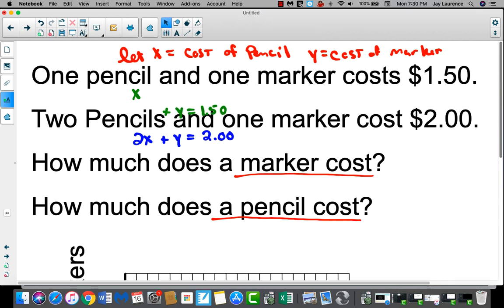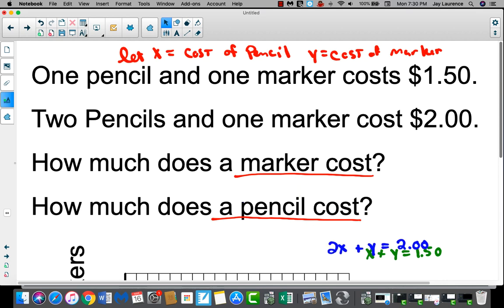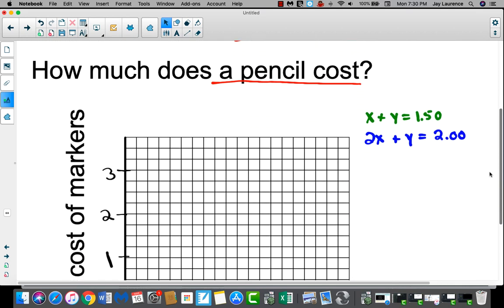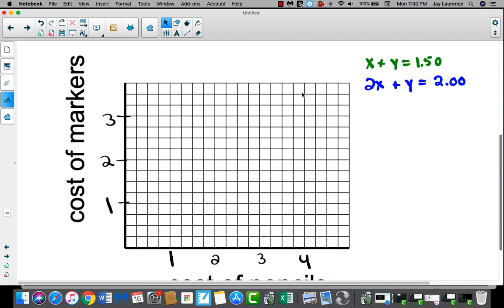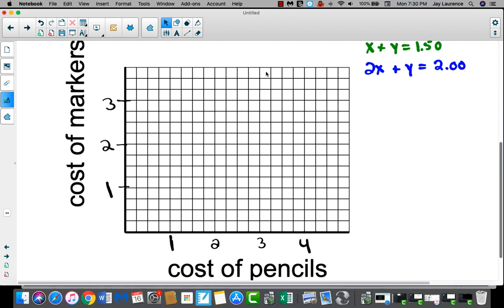I'm going to bring them on down here. Oh no, I got part of the equation. That's no good. Let me go back and get the x. There we go. And then let me get this one here. All right, and so notice I have the cost of markers on the y-axis and the cost of the pencils on the x-axis.